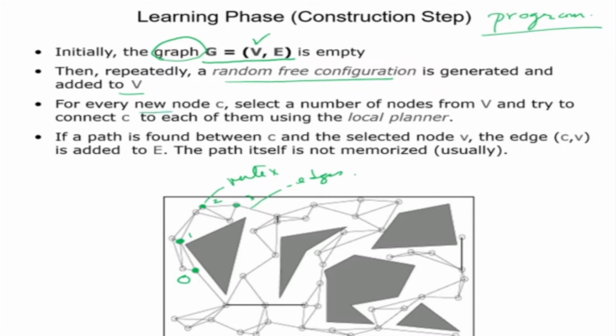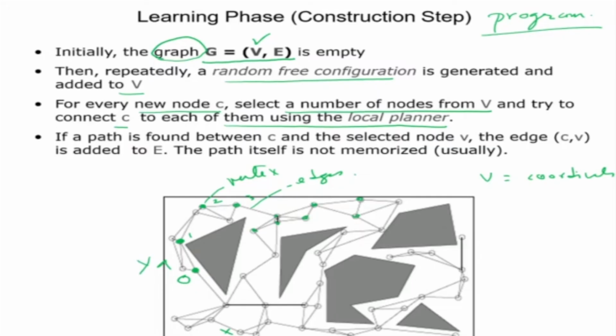Now for every new node, select a number of nodes from V and try to connect C to each of them using a local planner. So I have generated my nodes and kept this set. Now what would V be equal to? This will be coordinates. Suppose this is my x-axis and that's my y-axis, then these are going to be node coordinates, right?